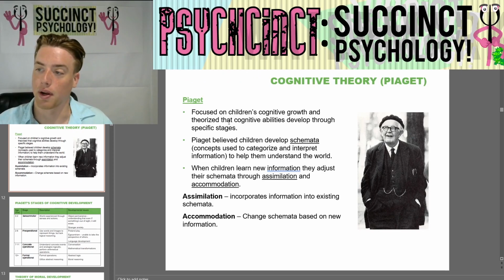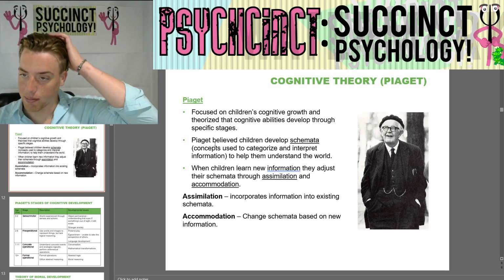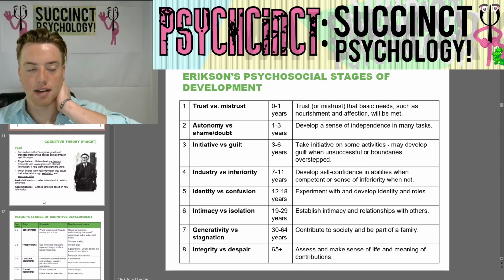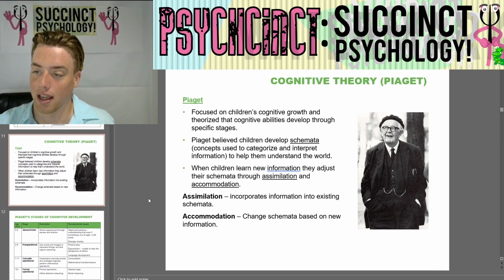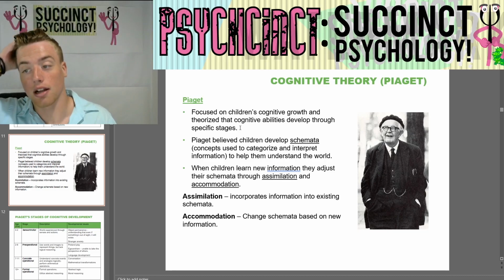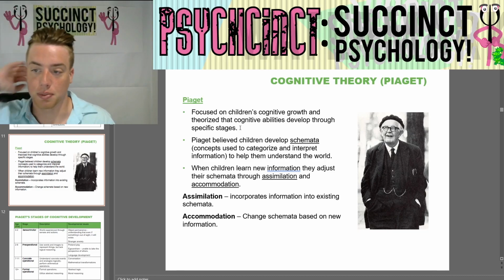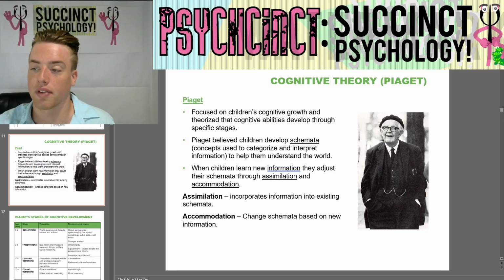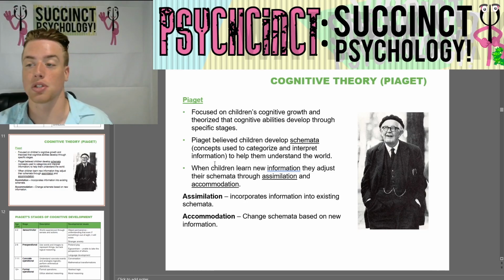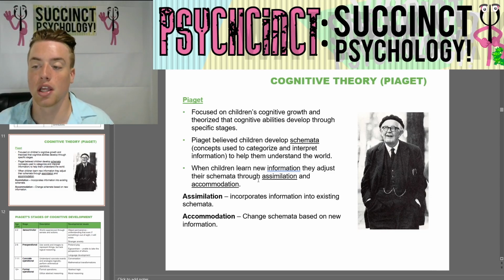So, going on, we have the cognitive theory by Piaget, I can never say his name right. He focused on children's cognitive growth and theorized that cognitive abilities develop through specific stages. Piaget believed children develop schemata, or concepts used to categorize and interpret information to help them understand the world. When children learn new information, they adjust their schemata through assimilation and accommodation.